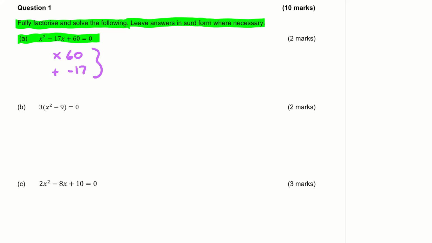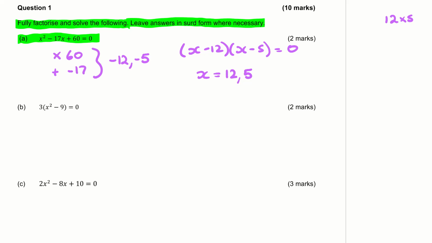So looking at the factors of 60, 12 times 5 seems that will work for us, because if we have negative 12 and negative 5, those do add to give negative 17. And so our factorization is x minus 12, x minus 5, and that's equal to 0, giving us that x is equal to 12, or 5.